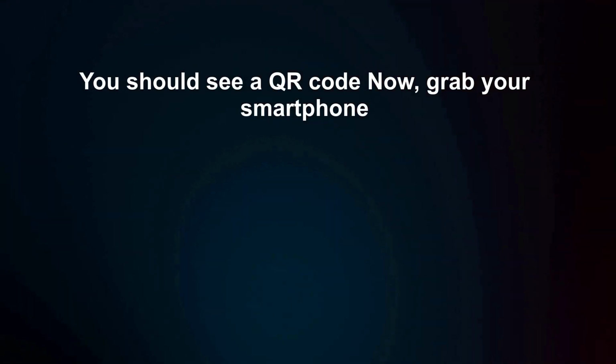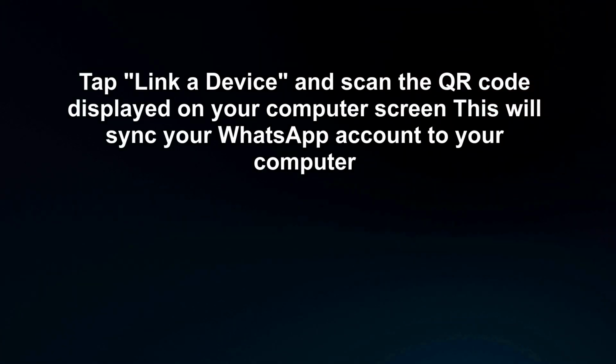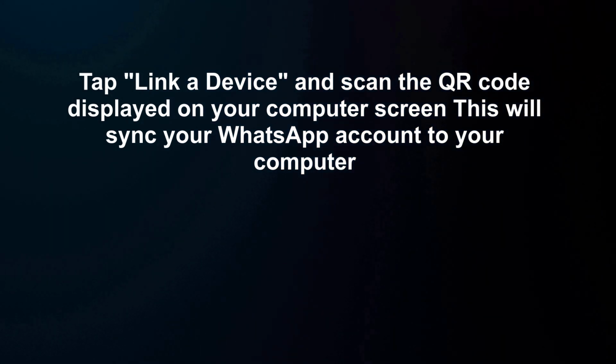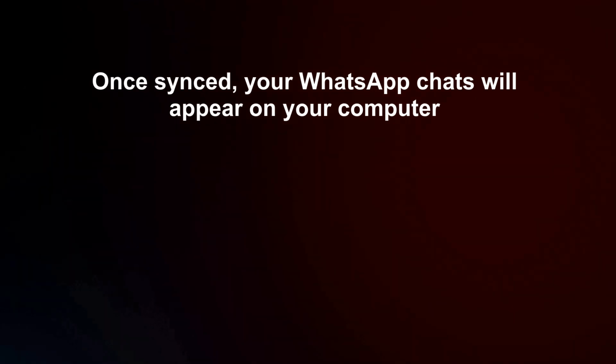Grab your smartphone. On your phone, open WhatsApp, go to settings, then tap on linked devices. Tap link a device and scan the QR code displayed on your computer screen. This will sync your WhatsApp account to your computer. Once synced, your WhatsApp chats will appear on your computer.